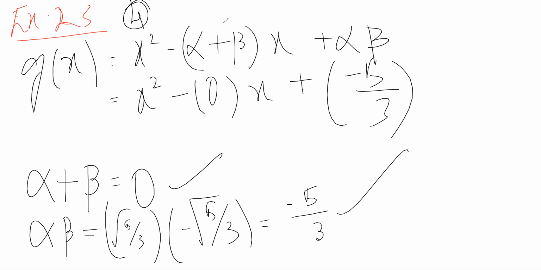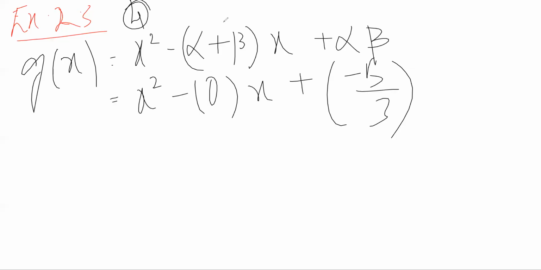So we have found the polynomial. Now the next step is x square, 0 into x will become 0, and plus of minus is minus, so x square minus 5 by 3. Okay.